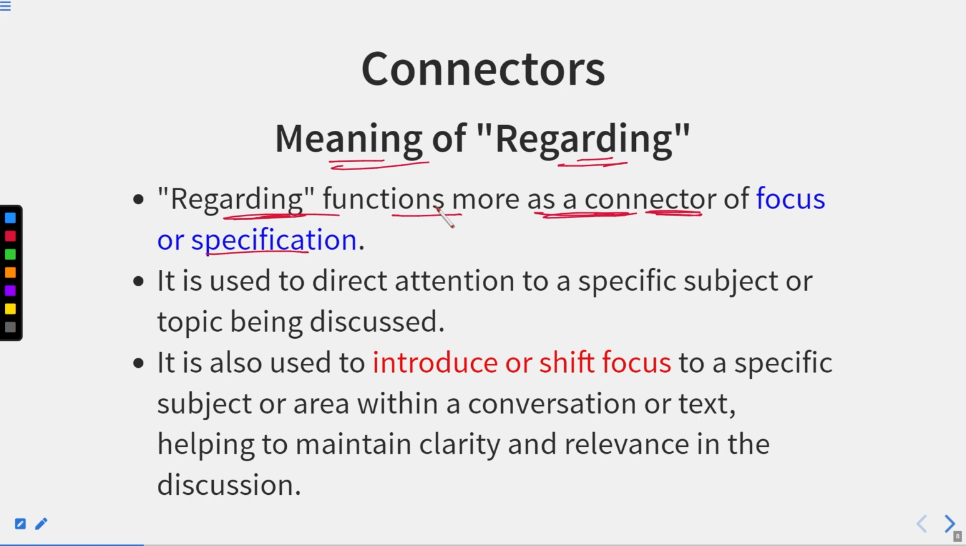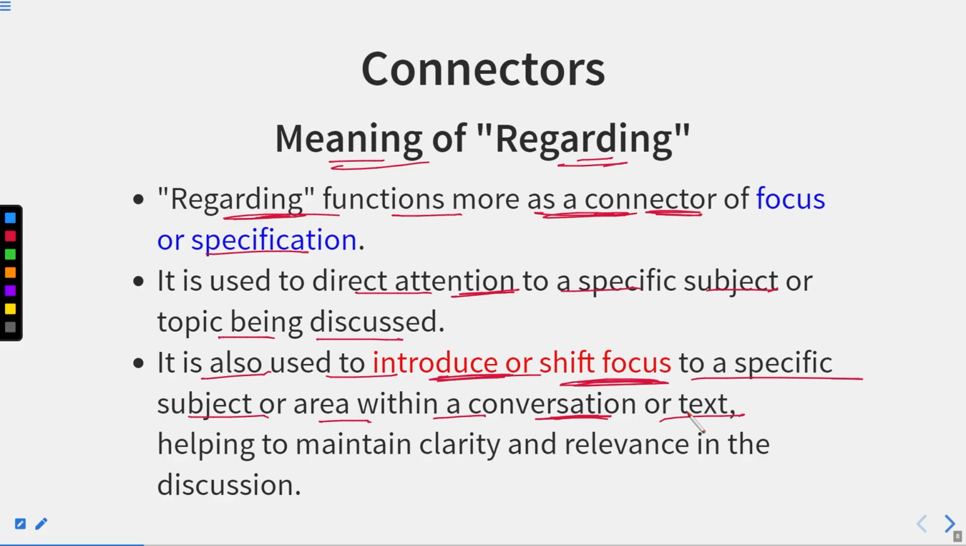For example, if I say I want to talk with you regarding the admission, it means this admission is the particular matter that has to be discussed and focused on. It is used to direct attention to a specific subject or topic being discussed. It is also used to introduce or shift focus to a specific subject or area within a conversation or text. We are talking about something, but we want to draw attention to the main thing to be discussed.